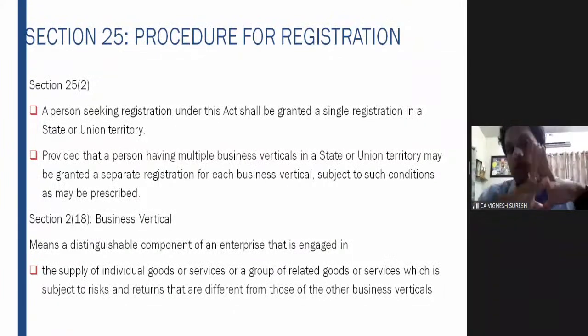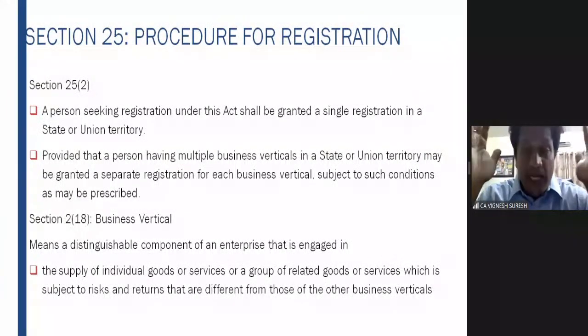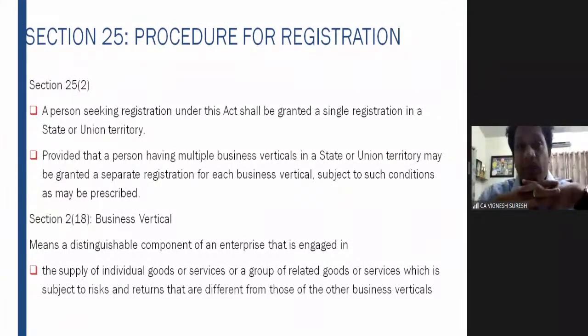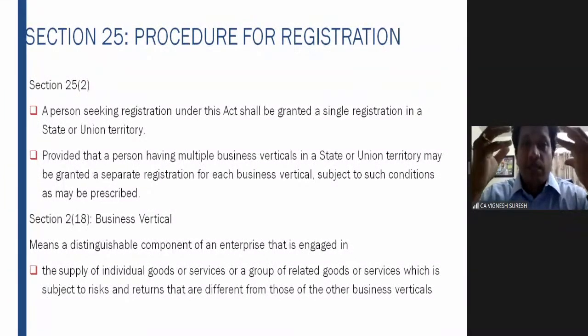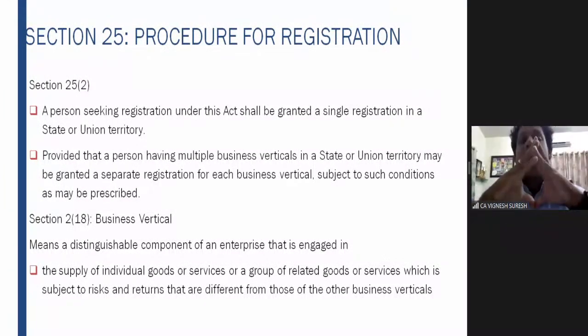However, there is a proviso which is given. What does the proviso say? In case of multiple business verticals. What do you mean by the term business vertical? A business vertical means a type of business which is different from the regular business carried on by that respective person. That is the term multiple business vertical.